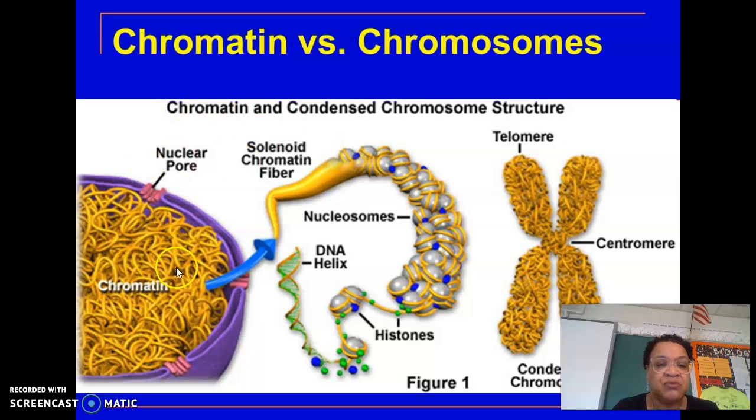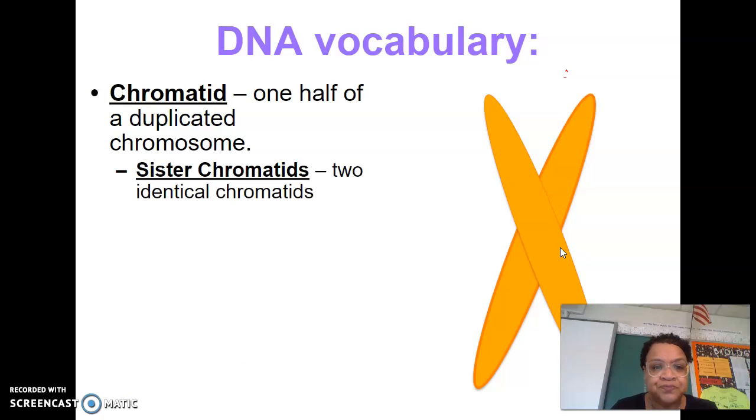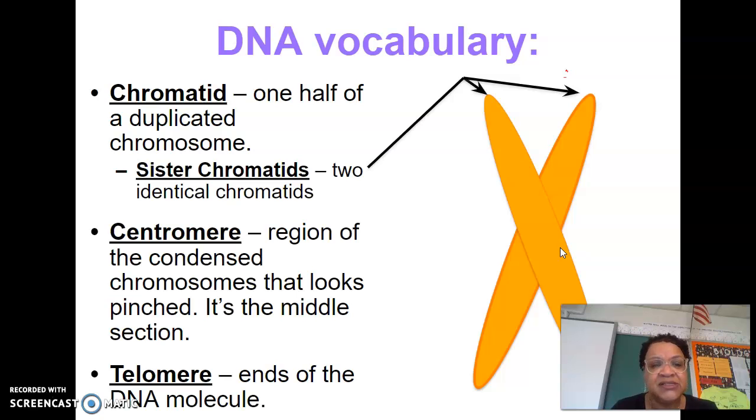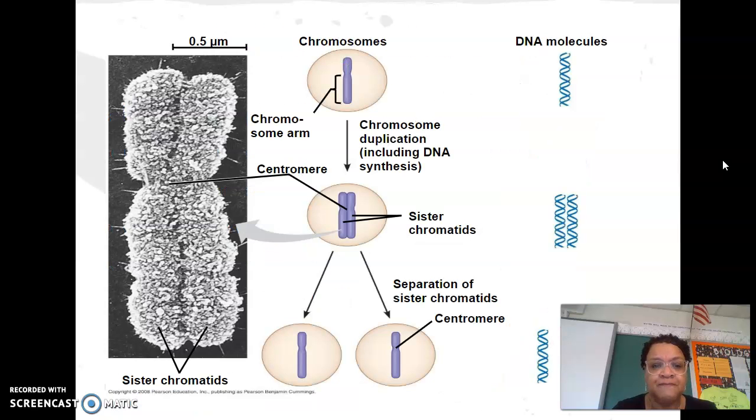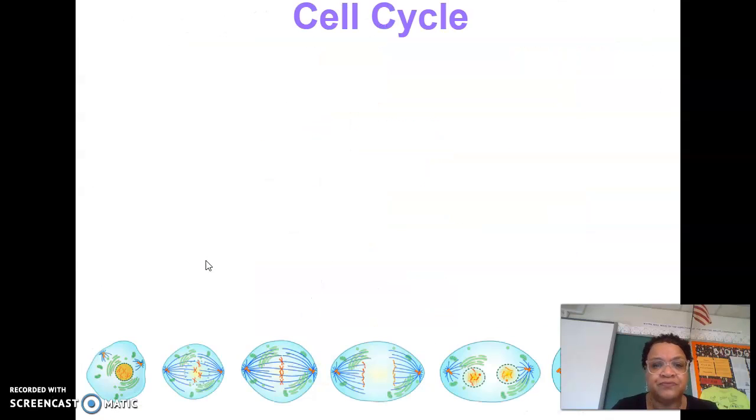So this is what chromatin looks like, long and stringy, and this is the chromosome itself. It's condensed, it forms an X shape. That X shape consists of chromatids. These two sides of the chromosome are identical, so we call them sister chromatids. The centromere is in the center of the chromosome. And there is a picture of it.